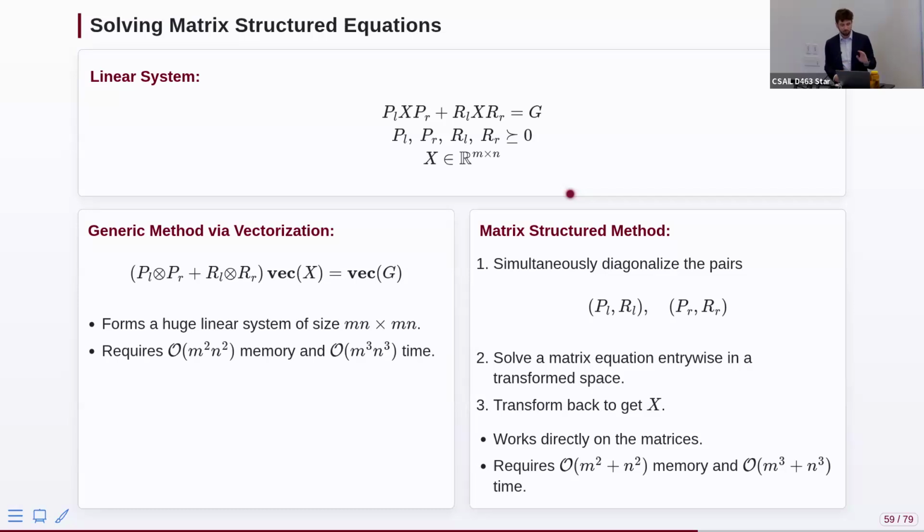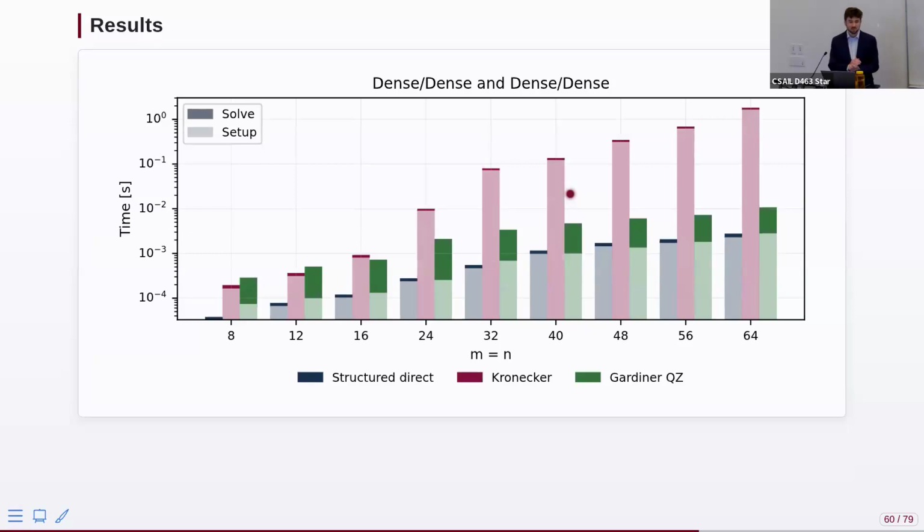And so really the key takeaway is that by staying in matrix form, you're dominated by the size of the biggest matrix. You take m squared plus n squared memory and m cubed plus n cubed time. And you can see this order of magnitude separation very quickly.